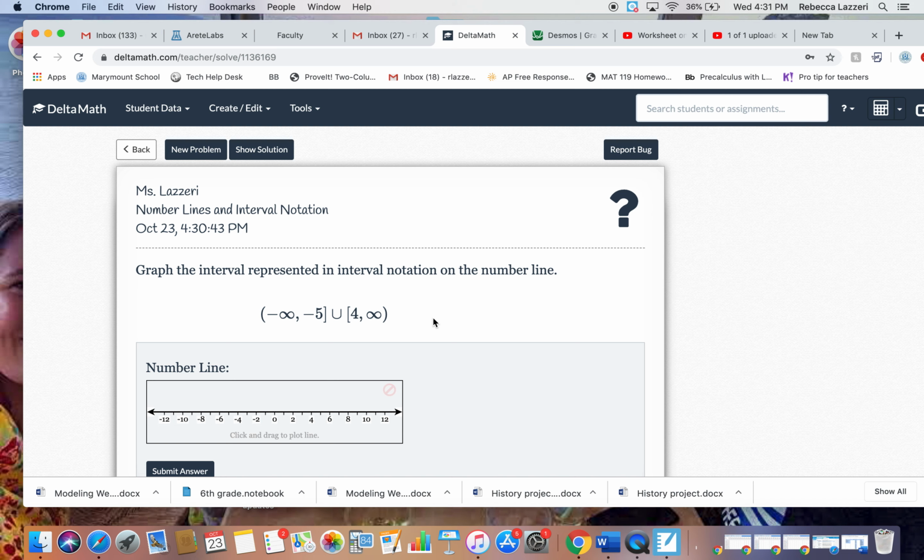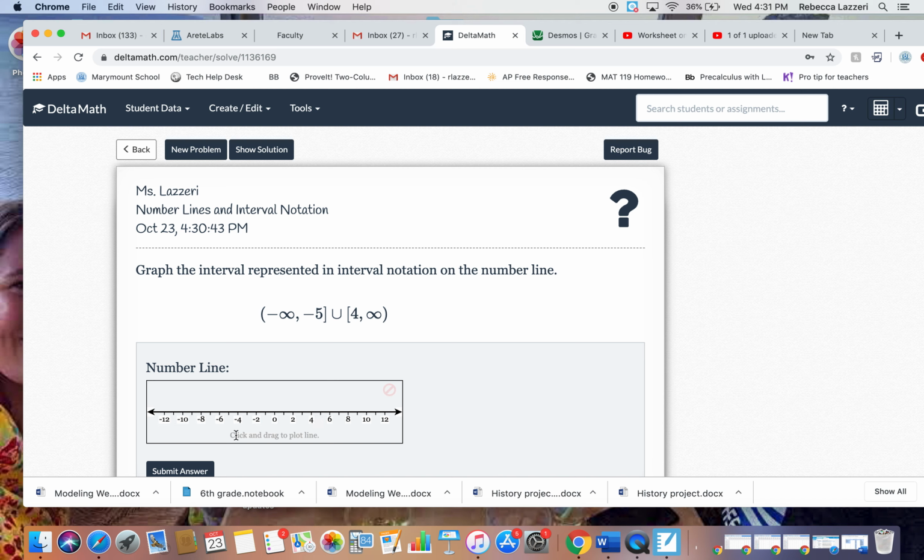How you'll do your interval notation in Delta Math. You want a graph on this number line, something that's coming from negative infinity, that would be coming from this way, until you get to negative 5. And then you want to skip to 4 and go to infinity. So we'll talk about that.